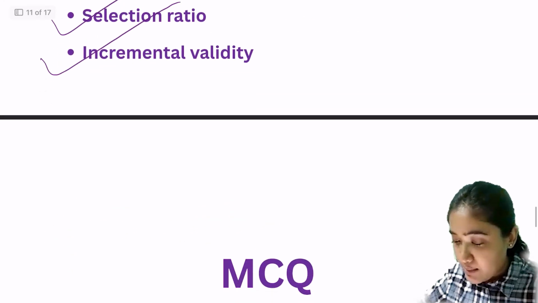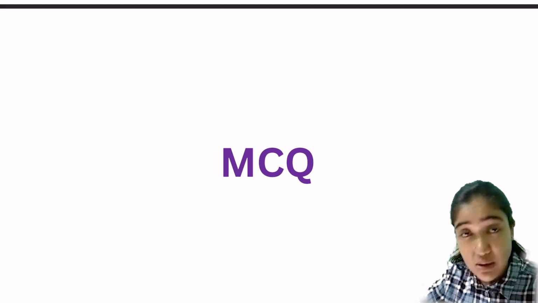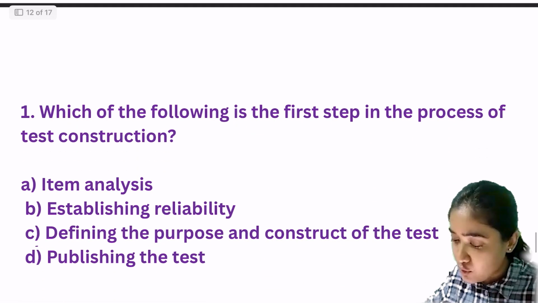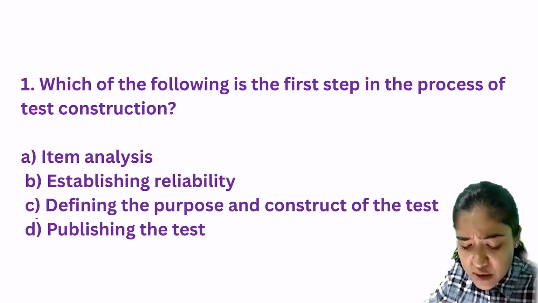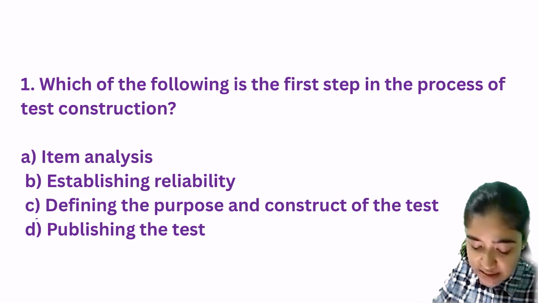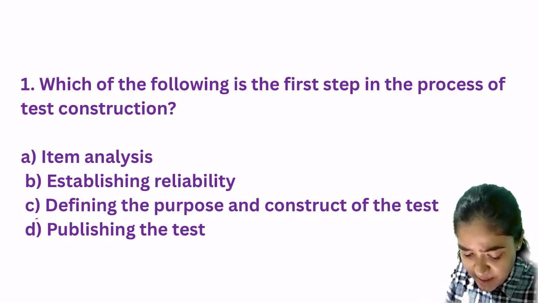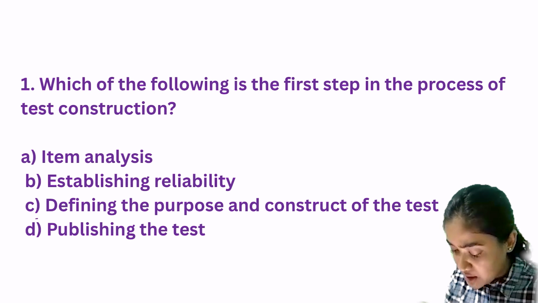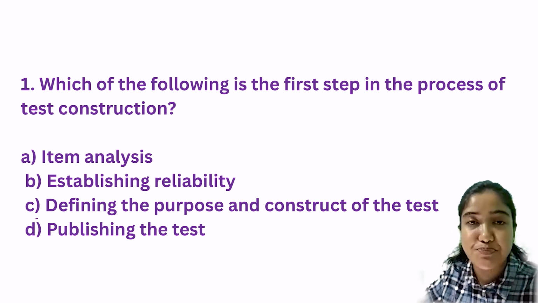Okay, now we can come to an end of our lecture, but we shall move on with a few MCQs. The first question is, which of the following is the first step in the process of test construction? Is it A, test item analysis? B, establishing reliability? C, defining the purpose and construct of the test? Or D, publishing the test? Which one is it?